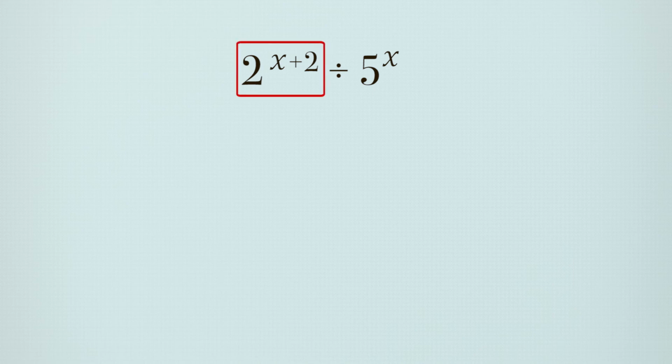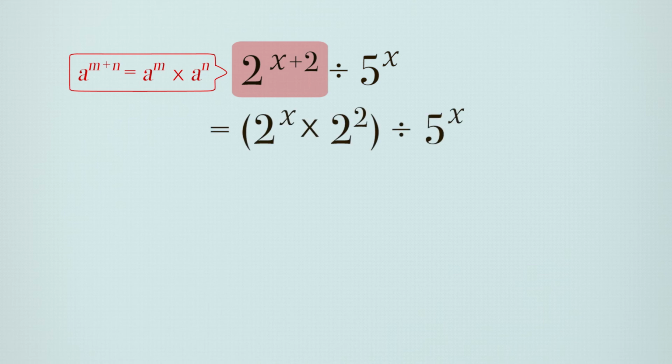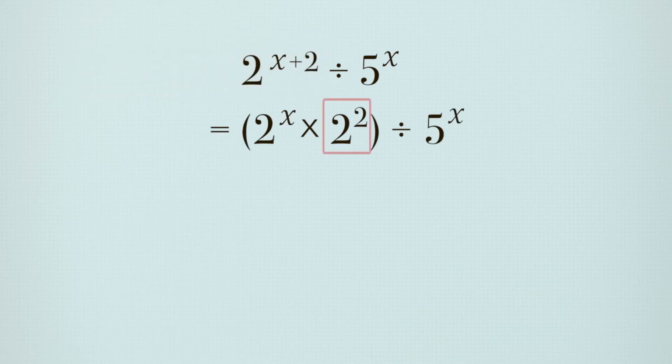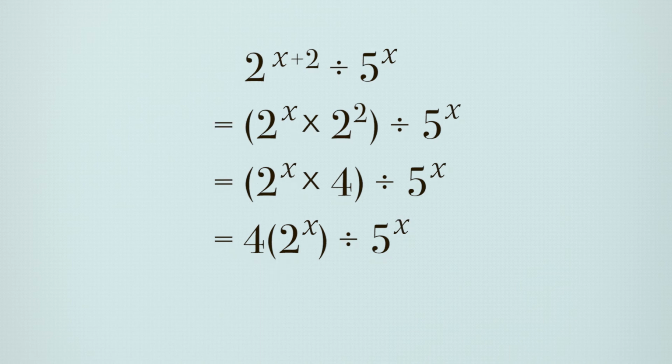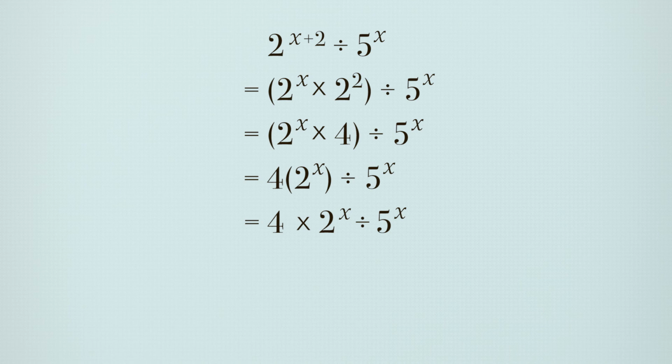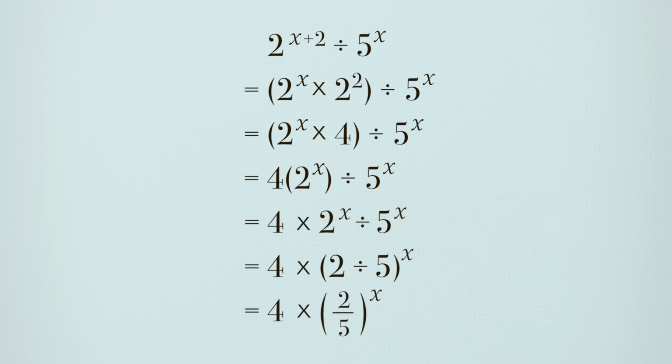Well, let's express 2 to the power of x plus 2 as a product of index forms. Recall that we can use this law of indices to get 2 to the power of x times 2 squared. We know 2 squared is 4, and we write the constants on the left by convention. Now, how can we simplify this? Let's write the expression like this. Do you see that the index for these two index forms are the same? To simplify this, we can use this law of indices and divide the bases to get 2/5 to the power of x. So we just write the expression as 4 times 2/5 to the power of x.